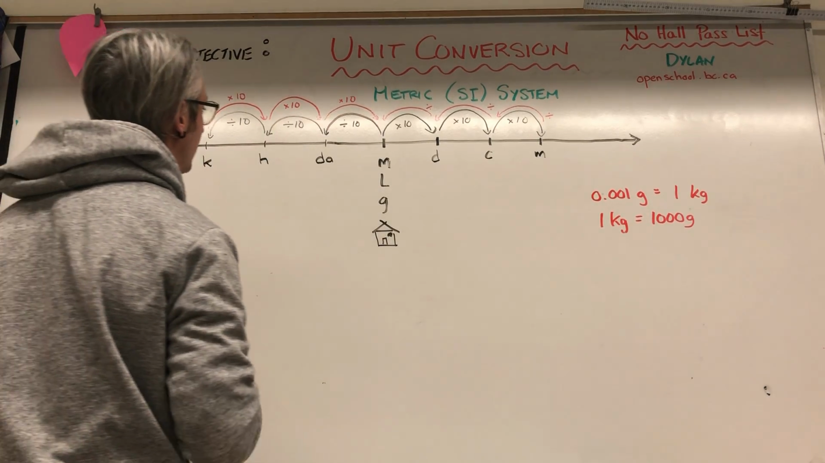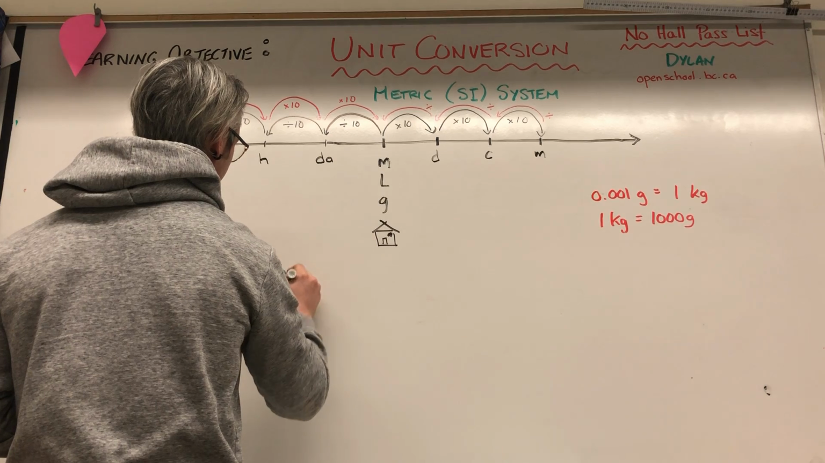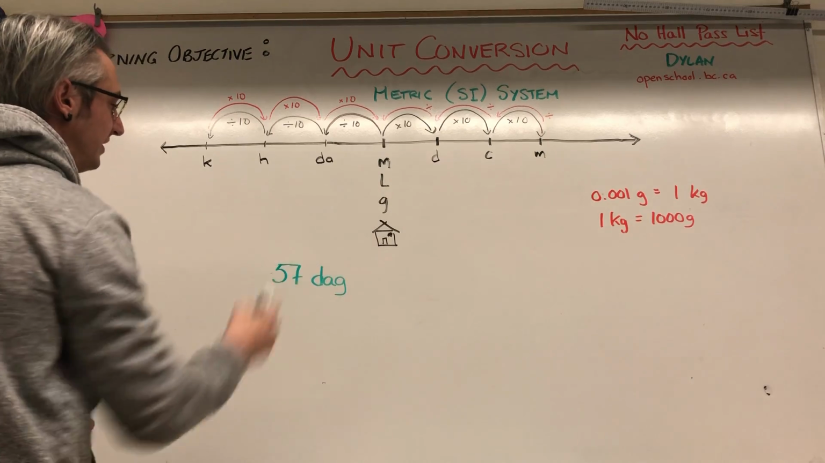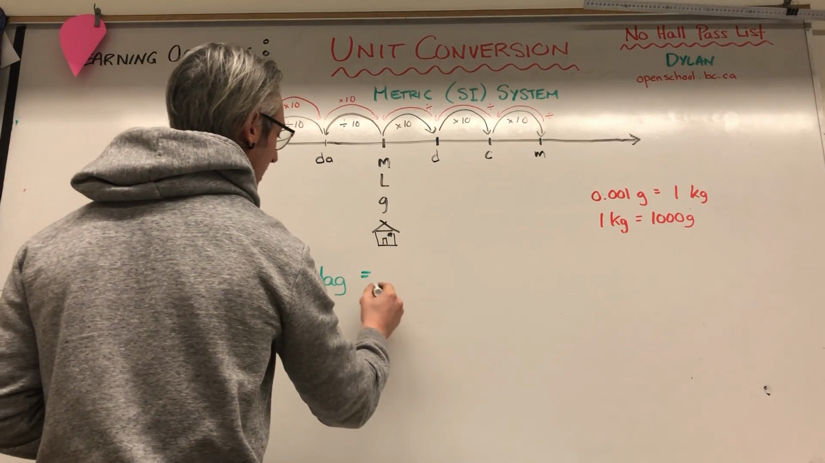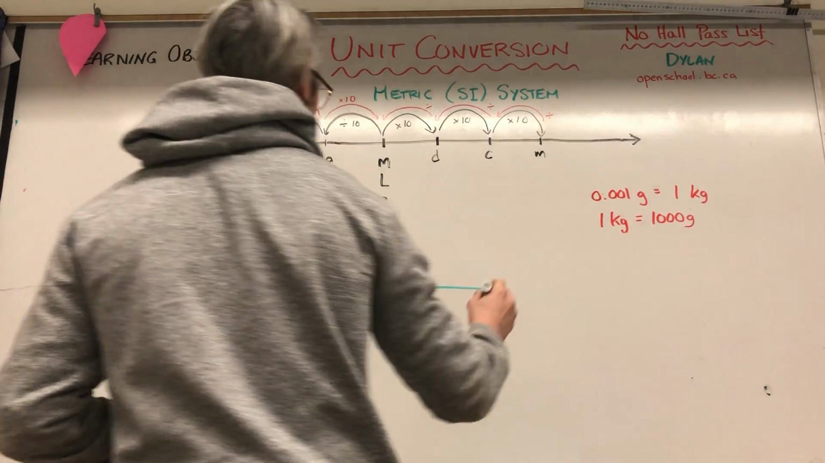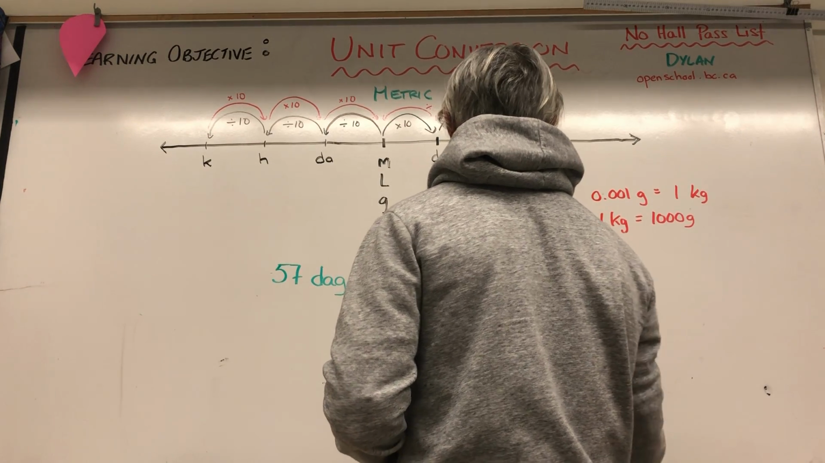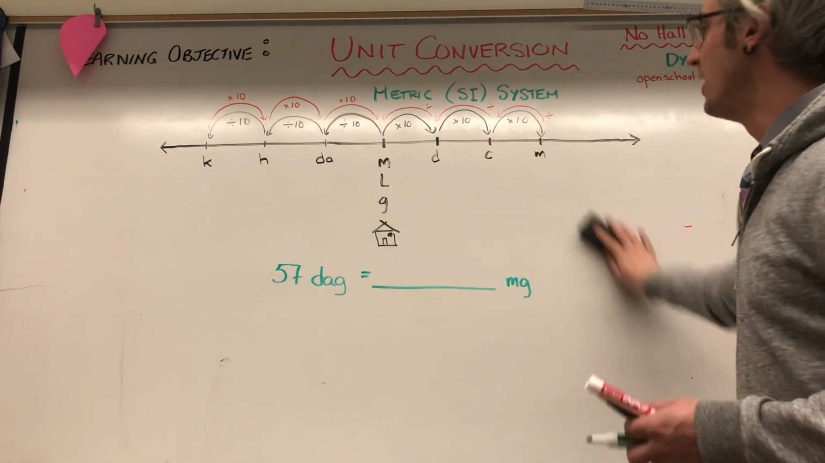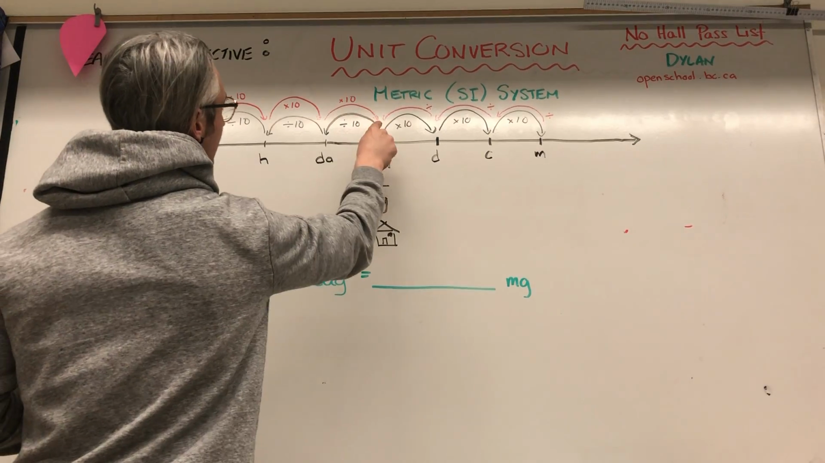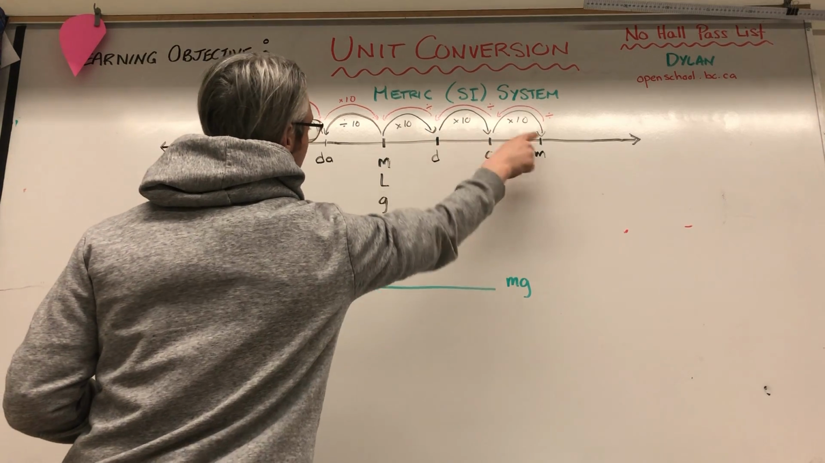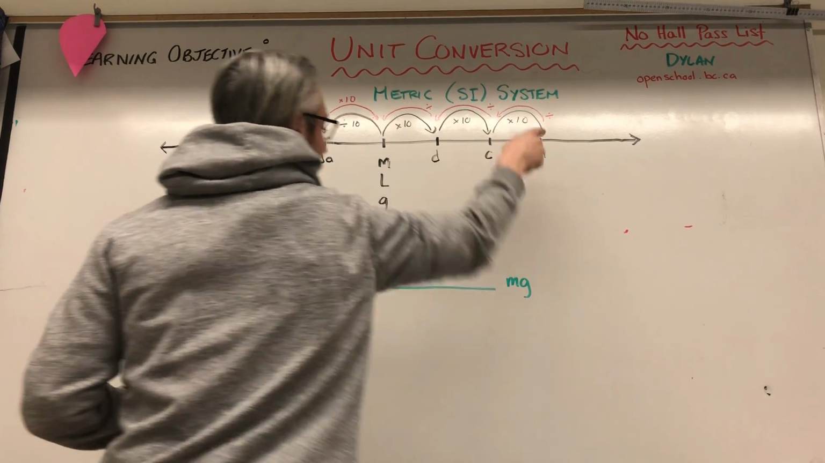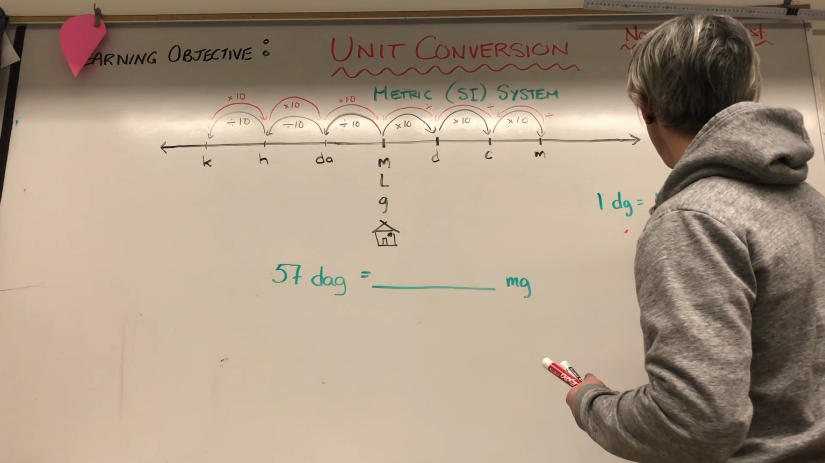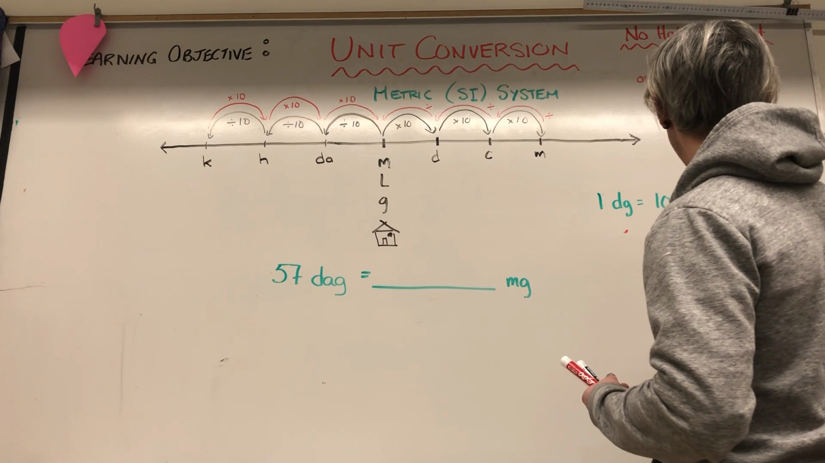Let's say I have 57 decagrams, DA grams, and I want to know how many milligrams that is. How many milligrams is that? Okay, so I'm going to use this method now. And I know that 1 decagram is 10 times 10 times 10 times 10. 10 times 10 times 10 is 1,000 times 10 is 10,000. So 1 decagram is 10,000 milligrams.